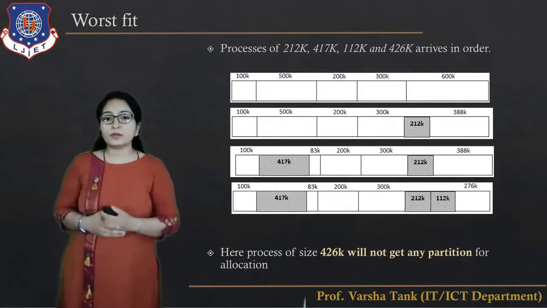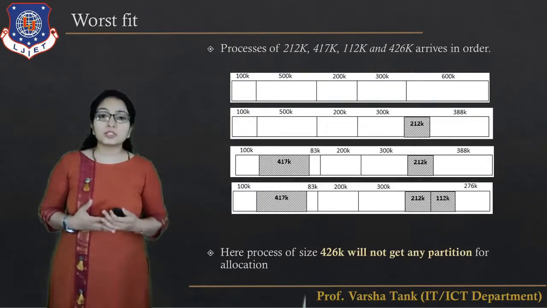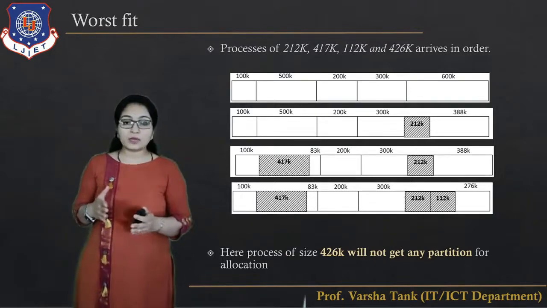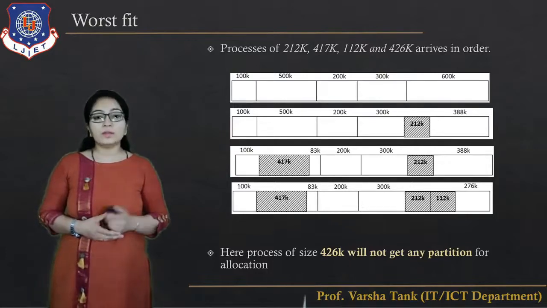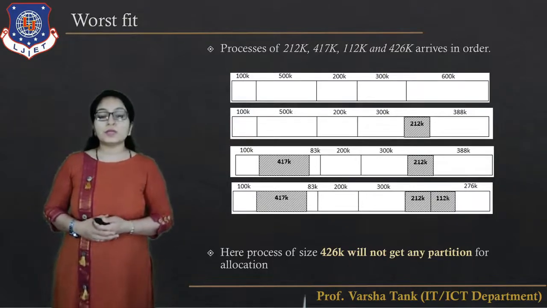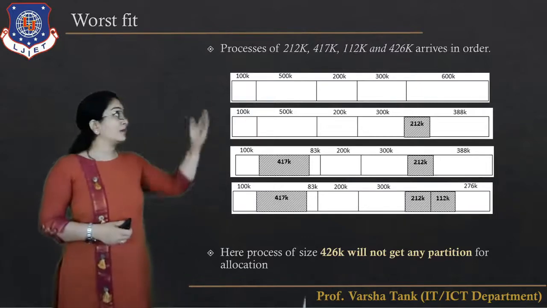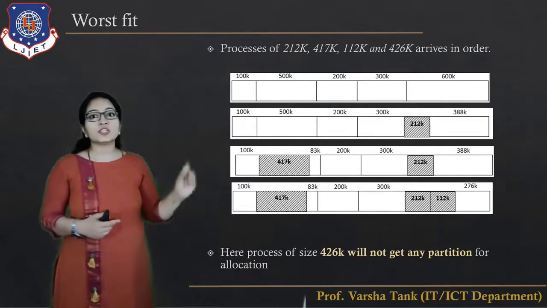Best fit is suitable for memory allocation, but again there is a disadvantage. It requires more CPU time because we have to search the entire memory, all the partitions, and then allocate a partition to that particular process. Such types of examples can be asked in your exam, where the processes are given in order and these memory partitions will be given.